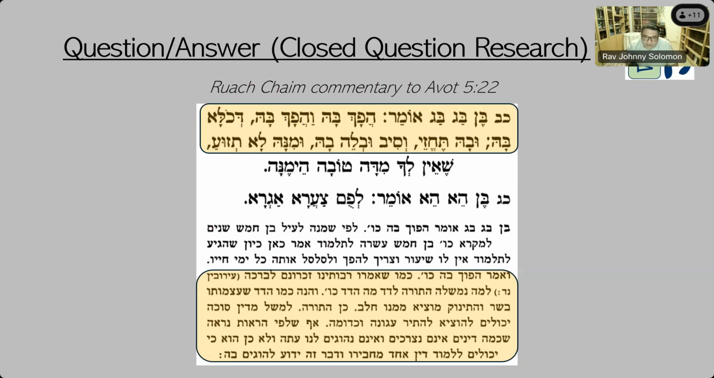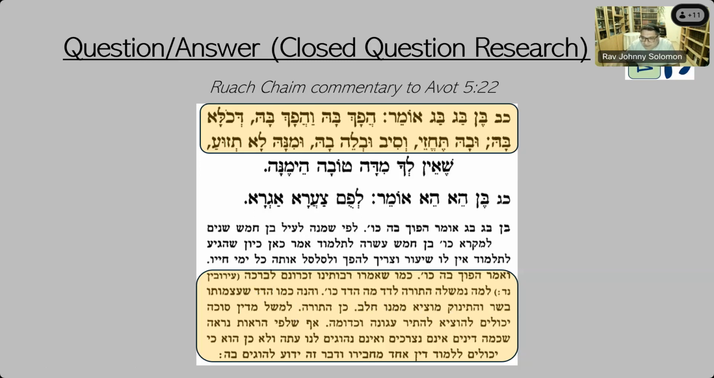On this, Rav Chaim Volozhin says the following: Hafoch ba v'hafoch ba, like what the rabbis say in Masechet Eruvin, the piece that I just read. Lama nimshala Torah ladad, ma hadad, etc. Why is the Torah compared to suckling? Because just as the baby is able to draw milk, so too we're able to draw ideas from Torah. And then he says the following, Lemashal.